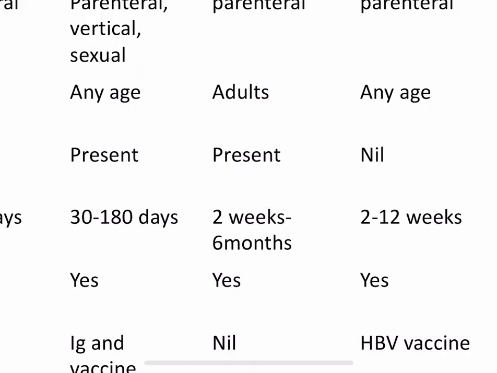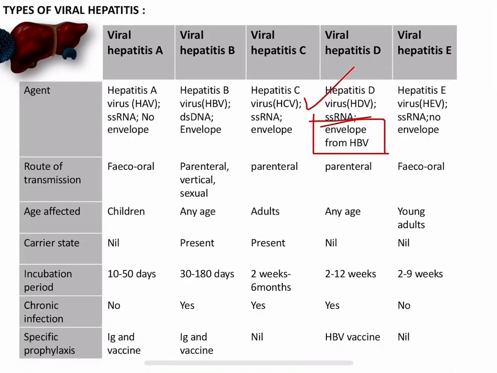You can see it has an envelope from the hepatitis B virus, and the route of transmission is more prominently the parenteral route. It can affect any age group, carrier status is not present in hepatitis D, and the incubation period is 2 to 12 weeks. It can result in a chronic infection resulting in cirrhosis and death. Specific prophylaxis includes the hepatitis B vaccine. If the hepatitis B vaccine is given, it can act as a prophylaxis against the D virus because HBV's presence is very essential for the survival and replication of HDV.